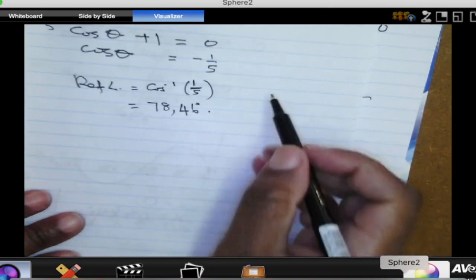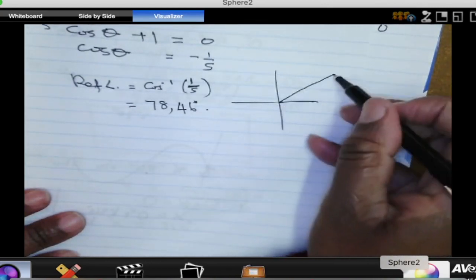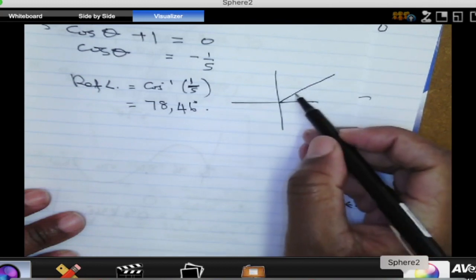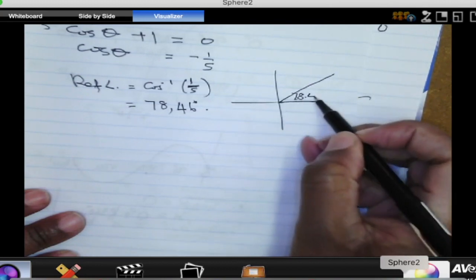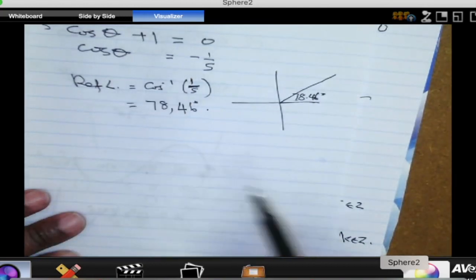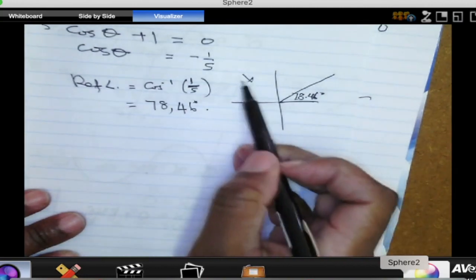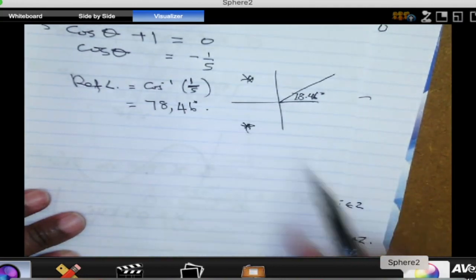Okay, and then draw your reference angle in its proper place. Your reference angle is in the first quadrant. So that is 78.46 degrees. But cosine of theta here is negative. So where should we get our theta from? From quadrant 2 and quadrant 3.